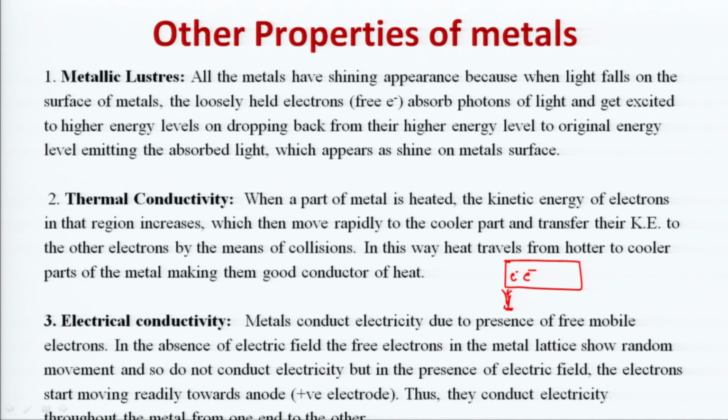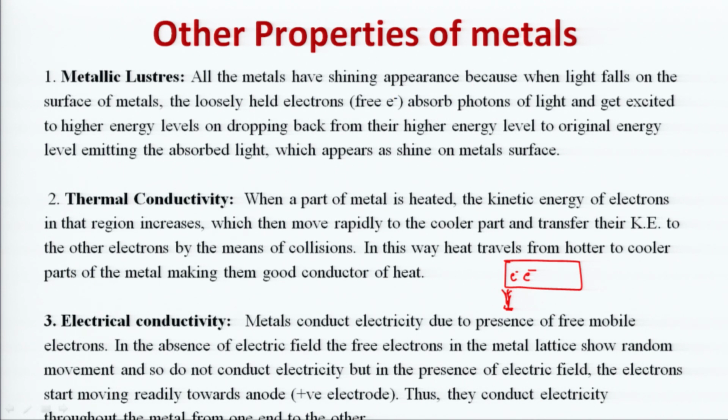Electrical conductivity. Metals conduct electricity due to presence of free and mobile electrons in them. So this is what we have been discussing all this time, that the free and mobile, delocalized electrons from the valence band move on to the conduction band with ease, with a little energy, they just jump there, and there they are free to flow across.